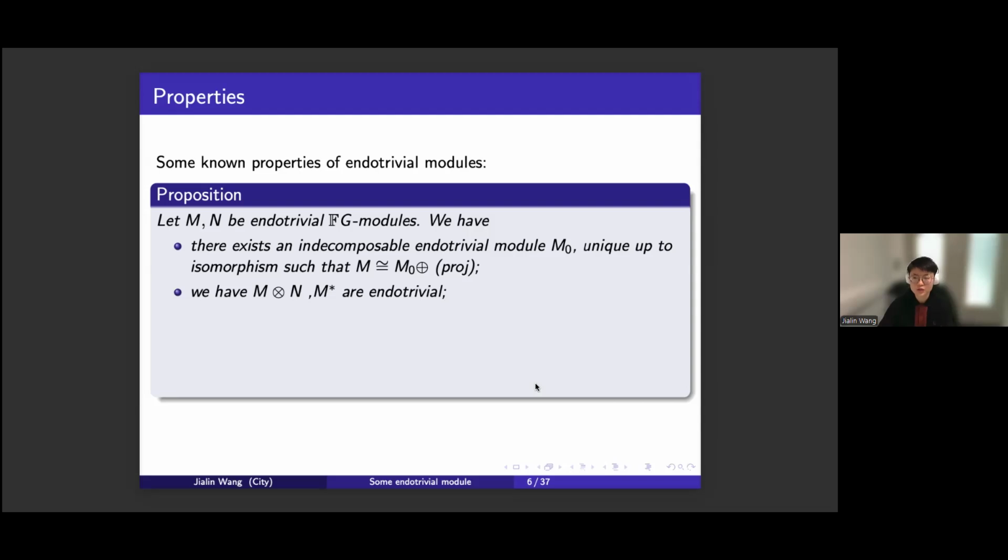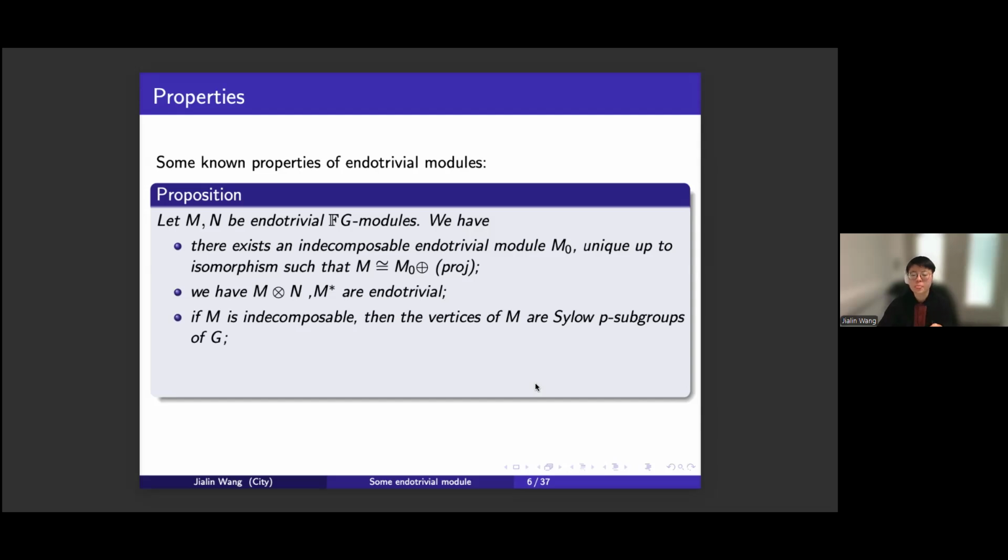And secondly, the endotrivial modules are closed under taking tensor product, and of course closed under taking dual, because if you take the dual twice of M, you will get M itself, and by definition, the dual of M should be endotrivial as well.